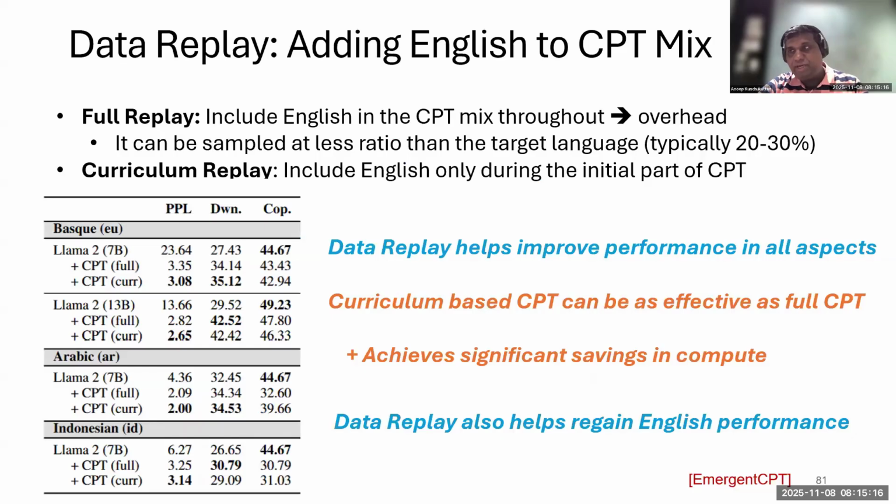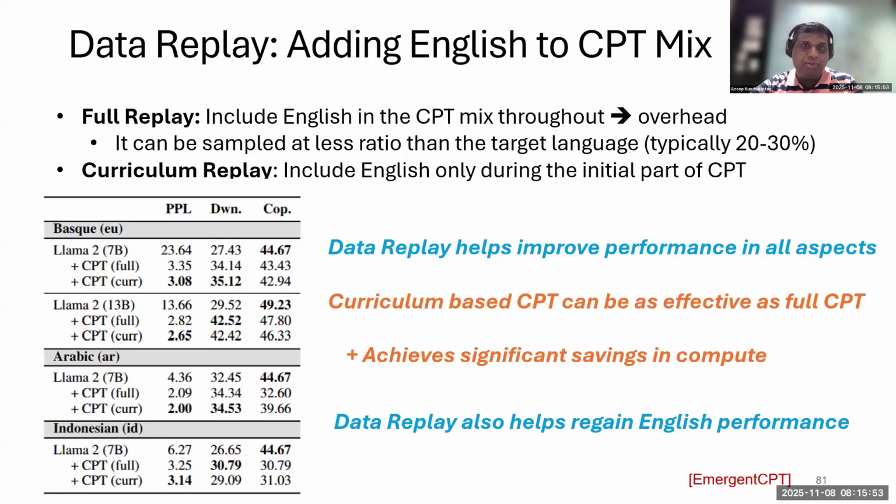Okay, so then if you have to do full fine tuning, what is a solution to avoiding catastrophic forgetting? So the simplest solution is data replay. So when you do continual pre-training, also add English to the mix. And throughout the training process, keep English in the training mix. That is full replay. And typically, 20 to 30% English data is sufficient to avoid catastrophic forgetting. But that is still an overhead. You are wasting about 20 to 30% compute simply to avoid catastrophic forgetting.